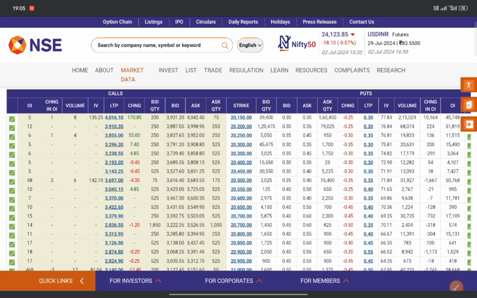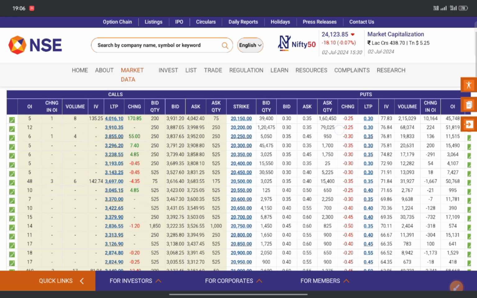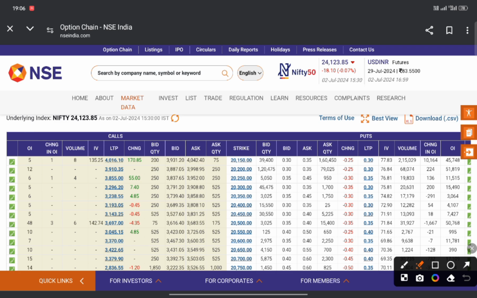An option chain is a chart that provides in-depth information about all stock option contracts available for index and individual company stock. So this chart is the option chain chart. Here you can see so much data is available: OI, change in OI, call, put, strike price, ask price, change, LTP, IV, volume. These are the data available in the option chain.